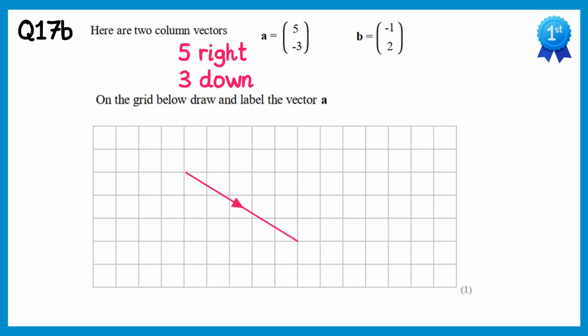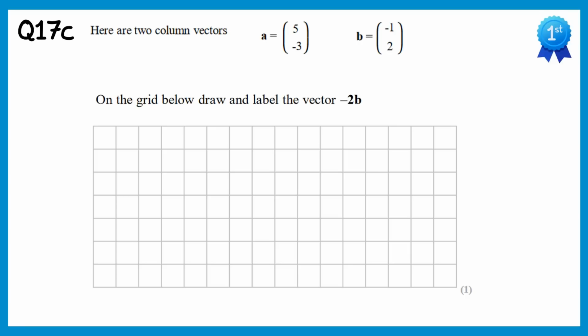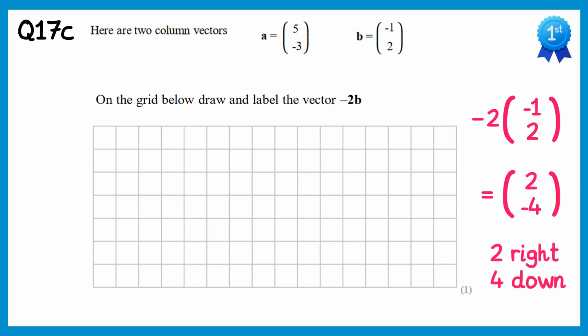Now we join up these points with a straight line, and mark on an arrow to indicate the direction we went. For this one, we need to do the vector negative 2b. So let's work out what that is first. It's negative 2 lots of the vector b in the question. Negative 2 times negative 1 is positive 2, and negative 2 times positive 2 is negative 4. So this is (2, negative 4). This means we go 2 right and 4 down. So again, let's start with a point. We'll go 2 to the right, then we go 4 down, and draw a line between these, and then mark on an arrow to indicate the direction we went.